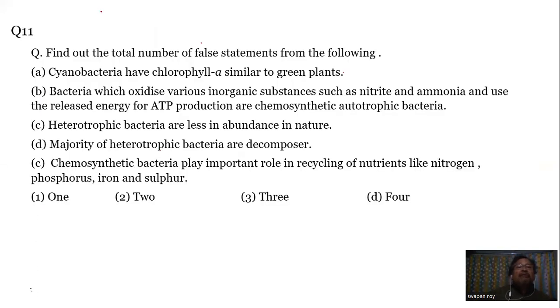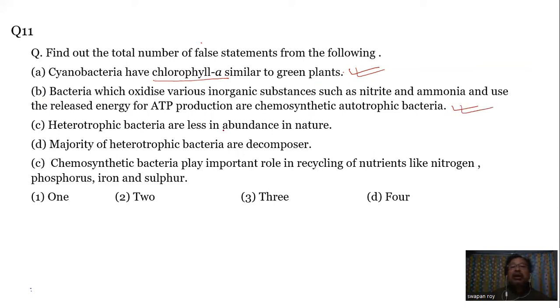Question number 11. Find out the total number of false statements from the following. A, cyanobacteria have chlorophyll A similar to green plants. So this is true. Chlorophyll A is the universal type of photosynthetic pigment which is found from the cyanobacteria, algae, bryophyte, pteridophyte, gymnosperm, angiosperm, in all the plants. So this is known as the universal photosynthetic pigment. B, bacteria which oxidize various inorganic substances such as nitrite and ammonia and use the released energy for ATP production are chemosynthetic autotrophic bacteria. This is also true.